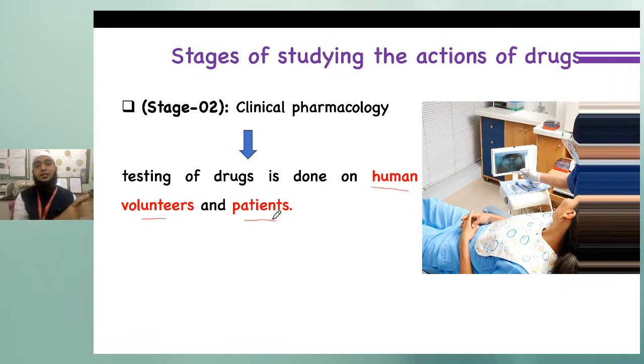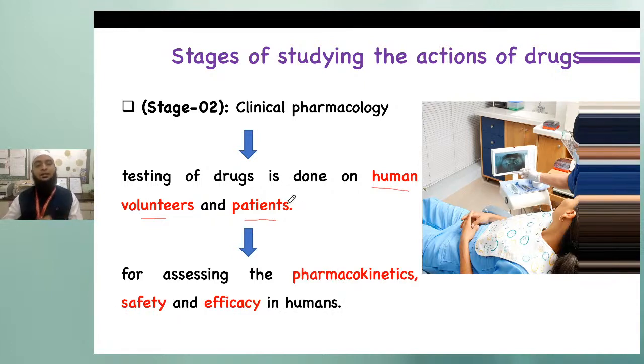There are different phases of clinical trials: phase 1, phase 2, phase 3, phase 4. You will be seeing these phases in detail in the final year clinical pharmacy subject. For the time being, remember that clinical pharmacology is nothing but the testing of the drug on human volunteers and patients.